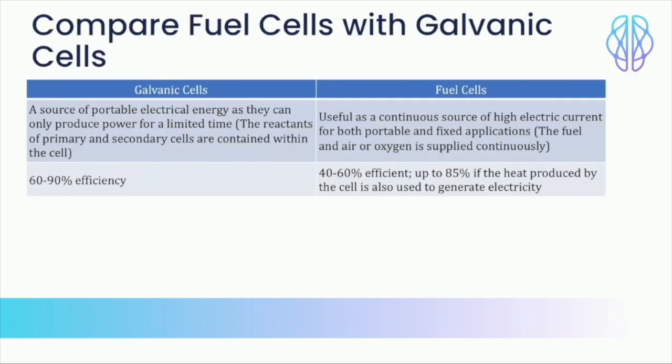So the main way a galvanic cell will differ from a fuel cell is that in the galvanic cell, the reactants are actually part of the anode and the cathode, so they degrade over time. However, with the fuel cell, we actually provide the reactant, so we're providing the hydrogen, we're providing the oxygen, and so on and so forth.